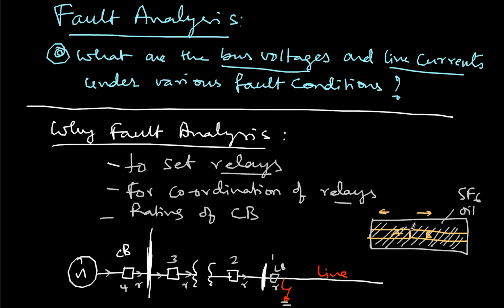Now the question is, what should be the thickness of this conductor A? What should be the thickness of conductor B? How much oil needs to be filled? What should be the dimensions of this chamber? So for example, if fault current is let's say 8000 amperes, and this particular circuit breaker is able to disconnect the circuit without any problem.